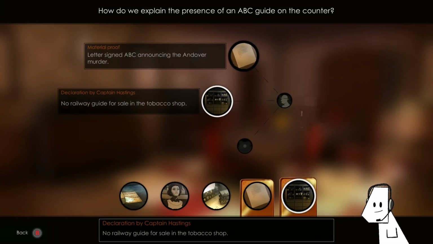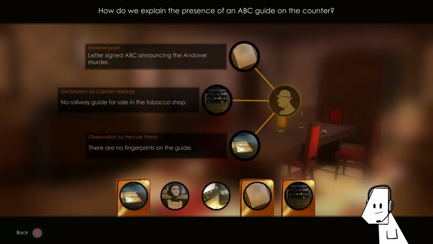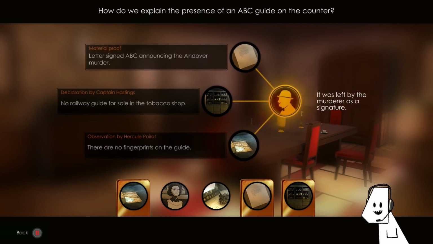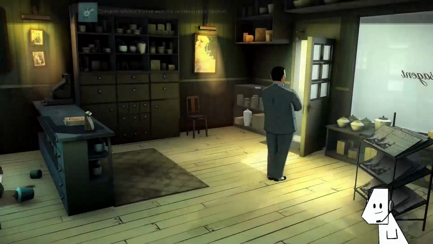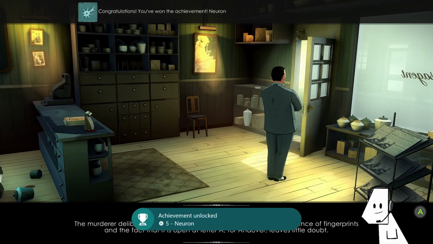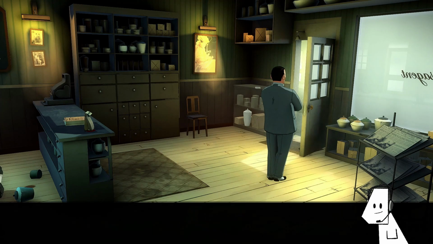We have that. No railway code for sale, and no fingerprints on the guide. It was left by the murderer as a signature. The murderer deliberately left behind this ABC as a signature. The absence of fingerprints and the fact that it is open at letter A for Andover leaves little doubt.